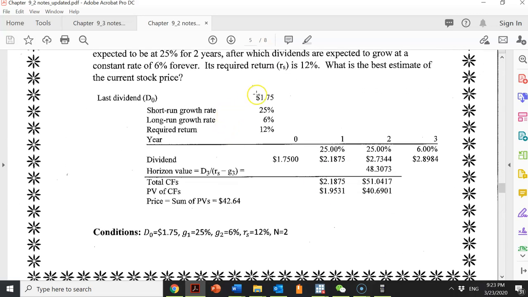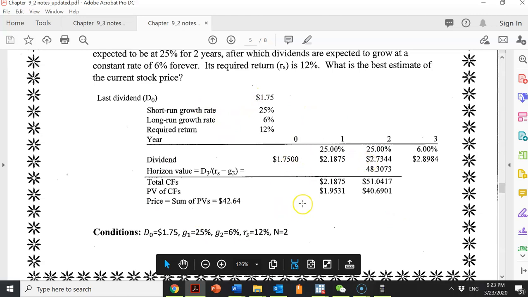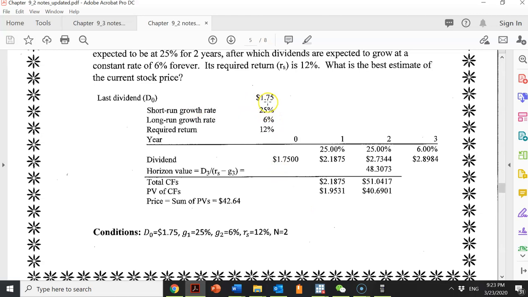You can also do it manually, as this graph shows. Again, we have last dividend D0 as 0.75, short run growth rate G1 of 25%, long run growth rate G2 of 6%, required return RS of 12%, and we have years 0, 1, 2, 3. For years 1 and 2, we have G as 25%. For year 3, we have 6% as our G2. The dividend at time 0, D0, is 1.75. D1, D2, D3 can be calculated using our formulas shown below.